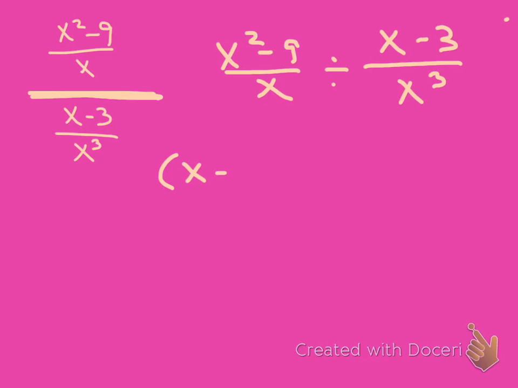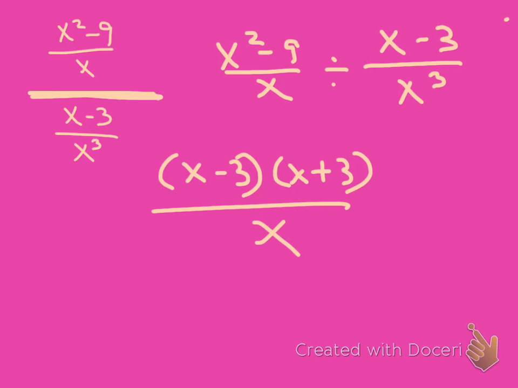This is going to be x minus 3 and x plus 3 over x. I'm going to take x to the third, and then x minus 3 on the bottom. Yes, so it'll flip and cancel. So we flipped this. That's how we got here. Okay, so this will become x squared.